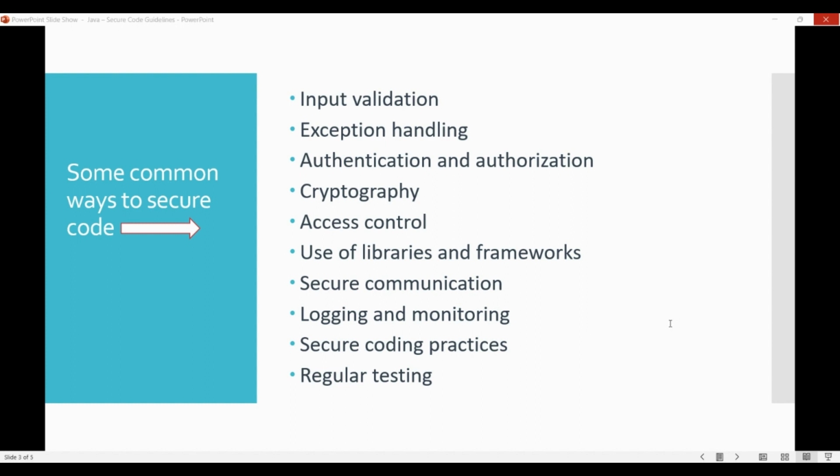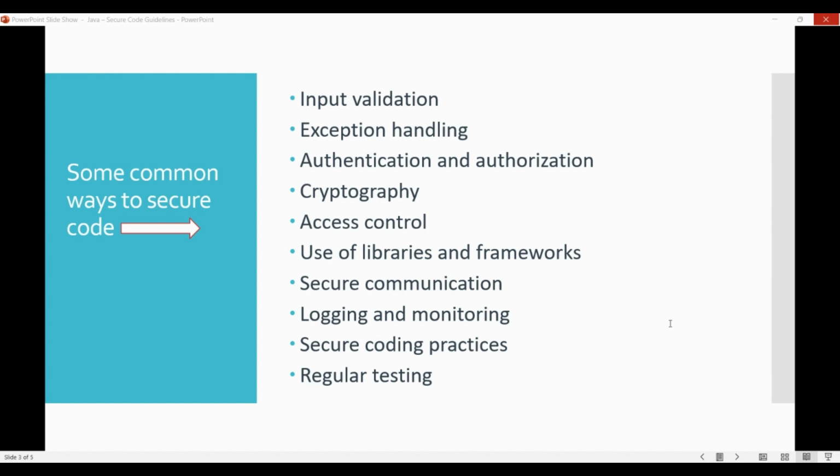The first one is the very basic one, and that is input validation. That is verifying that all input is valid and meets the expected format and constraints. This can help prevent attacks like SQL injection and cross site scripting. The second one is exception handling, properly handling exceptions and errors to avoid revealing sensitive information to attackers. Next is authentication and authorization, implementing secure authentication and authorization mechanisms to control access to sensitive data and resources.